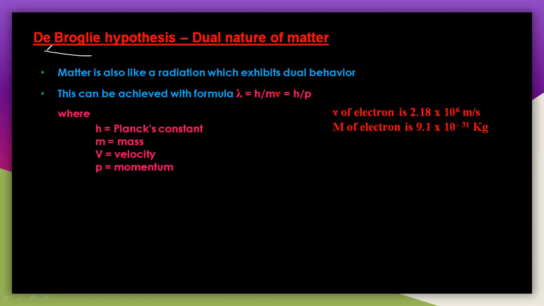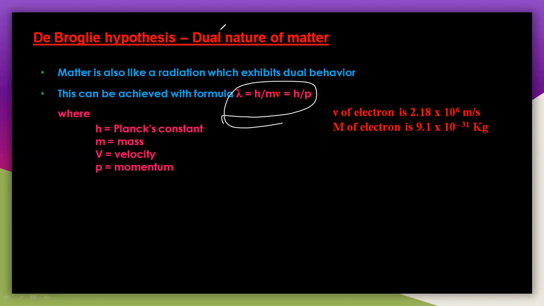But de Broglie told that matter is like radiation, it will exhibit the dual behavior. So dual behavior means matter can be with the particle nature and also with the wave nature here. So how? He has given a particular formula.